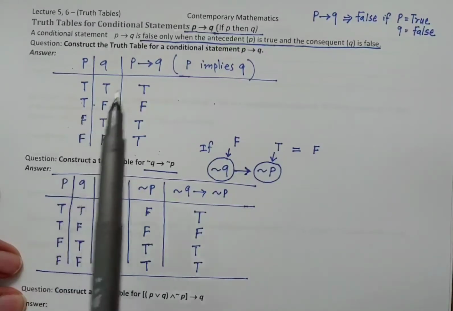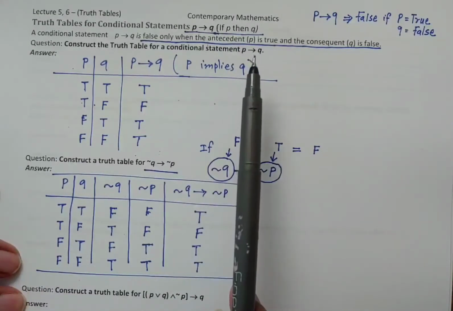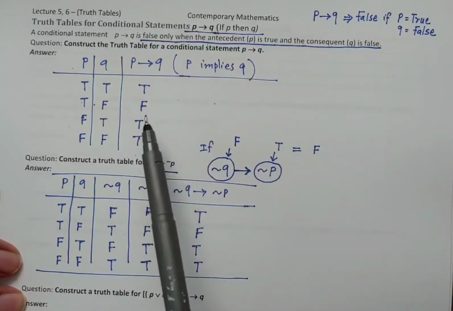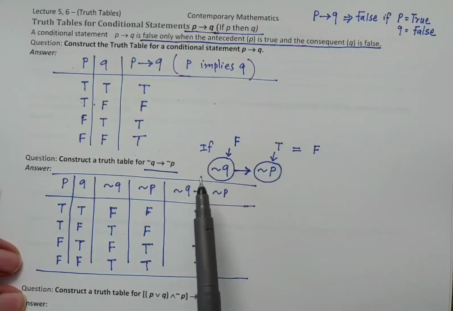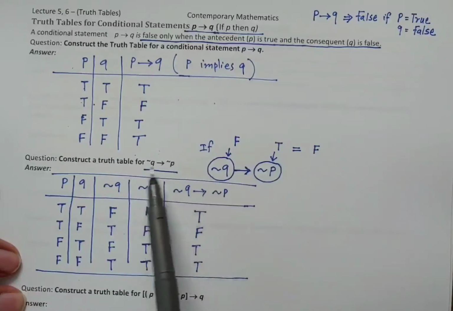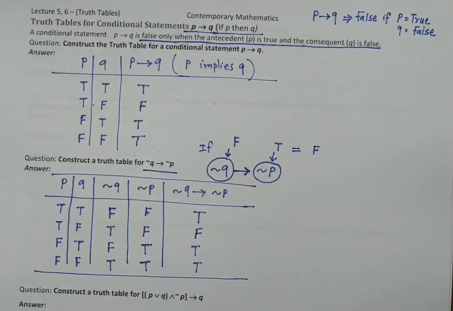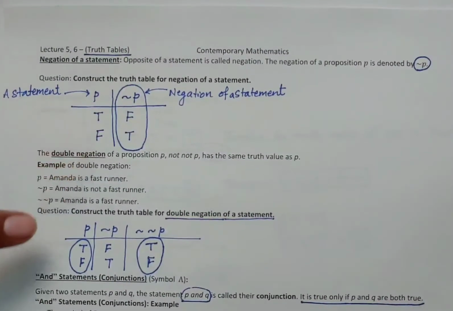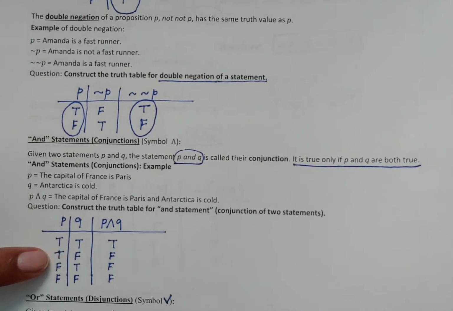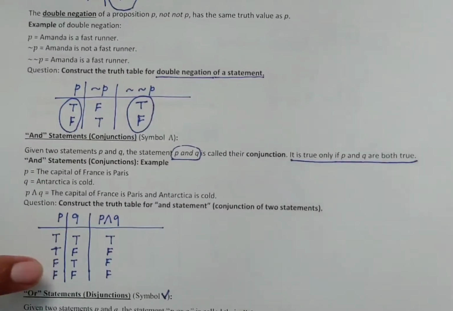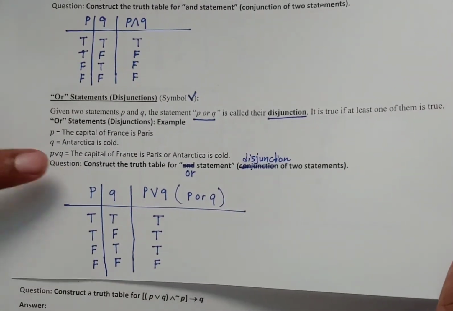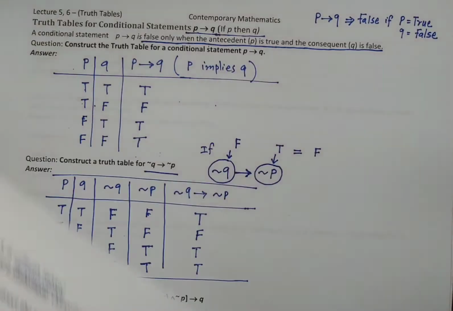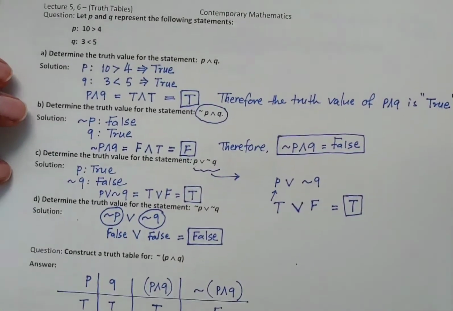We constructed the truth table for the conditional statement P implies Q, and also the truth table for negation of Q implies negation of P. Before this we did some other truth tables: the truth table for the negation of a statement and double negation, the truth table for the AND statement, and the truth table for the OR statement, right?